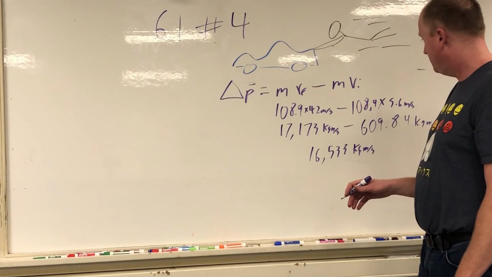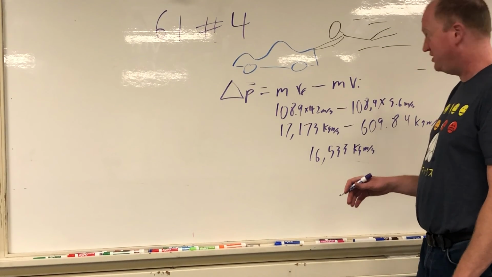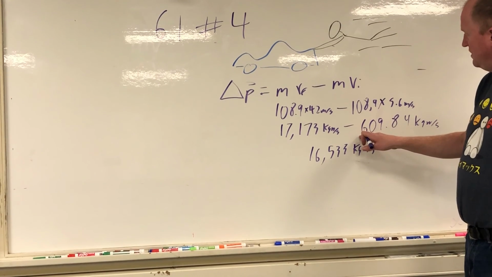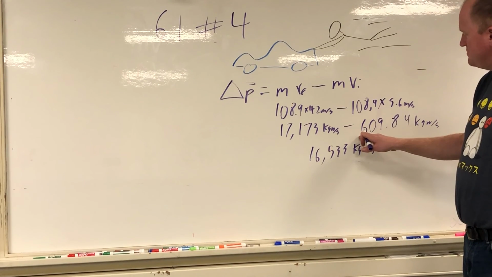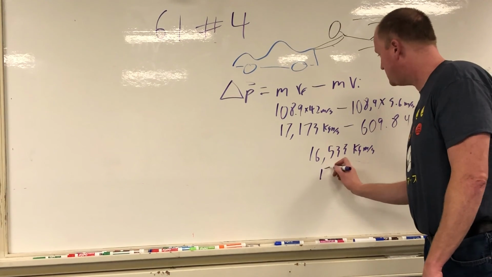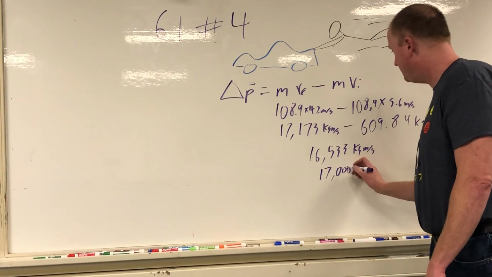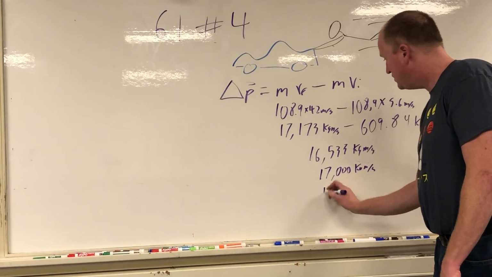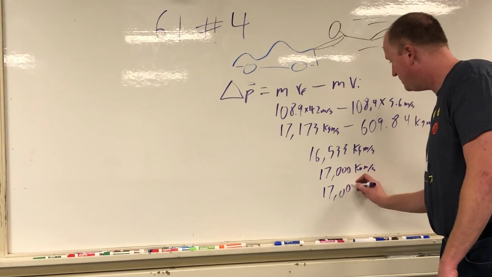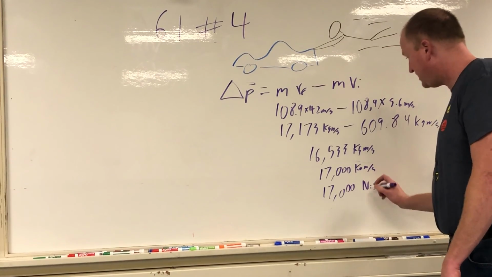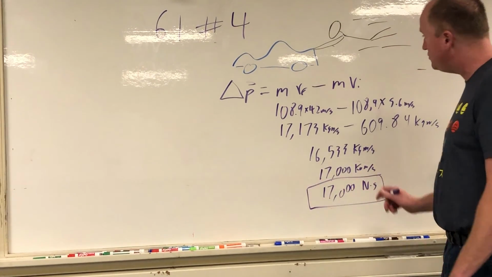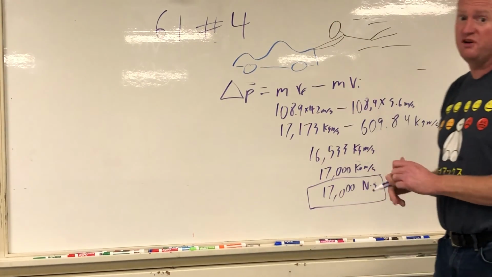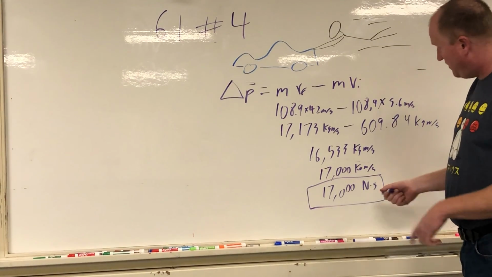Well, it can only have two sig figs in the answer, which comes out to about 17,000 kilogram meters per second, or if you prefer, 17,000 Newton seconds. So that is the impulse required for me to go from about 5 to 42 meters per second. That's my impulse.